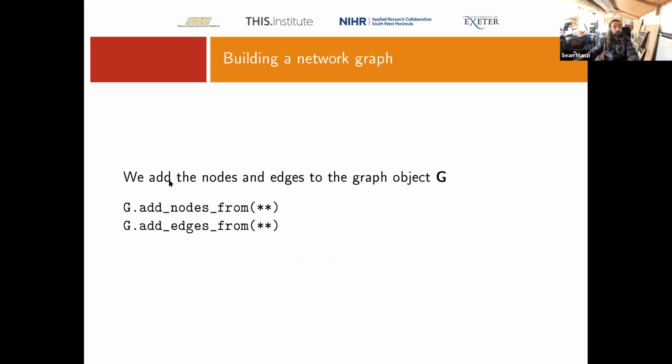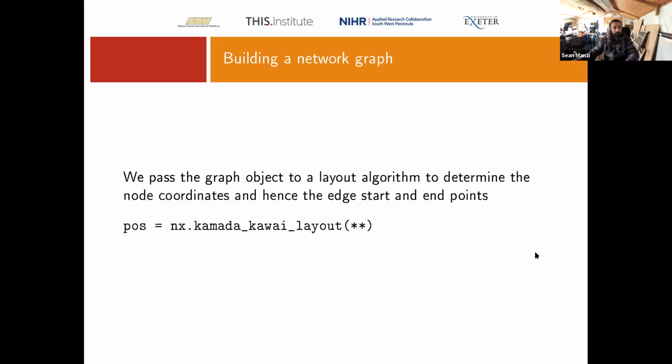Then once we've got our node and edge tuples, we need to add them to our graph object. And here we can just use the add_nodes_from and add_edges_from functions. Because we've got our list of tuples, if we put them into these functions, they will all be added to our graph object together.